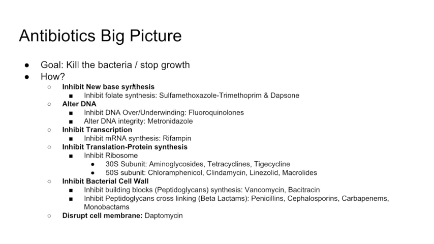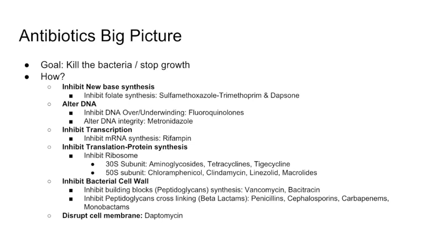So we can stop making bases, and if you don't have any bases, you're not going to make any DNA. The next thing that we can do is that we can alter the DNA. So we can stop replication, or we can alter the integrity of the DNA. The next thing that we can do is that we can inhibit transcription. So let's say we made the DNA, we can inhibit transcription. So we can stop making mRNA. And the next thing that we can do is that we can inhibit translation. So we can inhibit any protein synthesis.